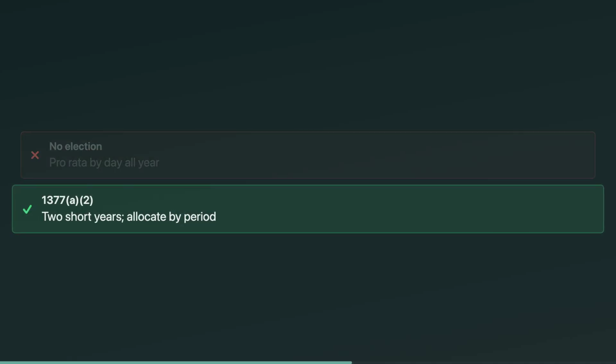Quick example. Fairborn Realty has two equal shareholders and a $10,000 loss from January through June. On July 1st, one shareholder sells all shares to a new owner. If the corporation makes the 1377(a)(2) election, that first short year ends June 30th, and the $10,000 loss stays with the original owners. $5,000 each. The buyer gets none if there's no activity after July 1st.